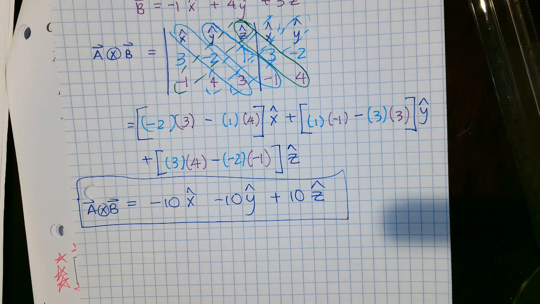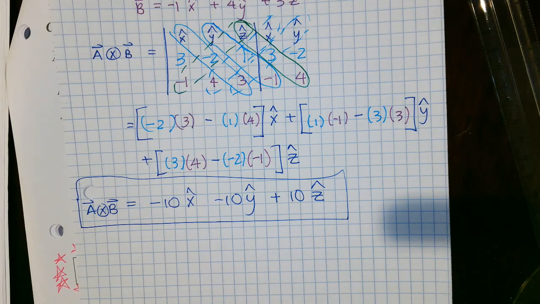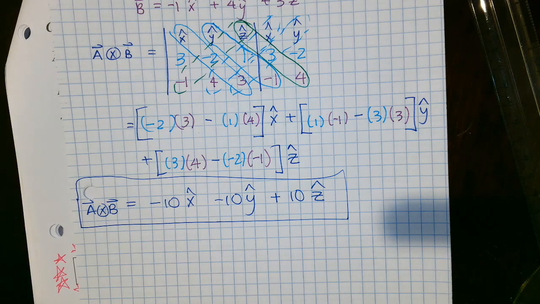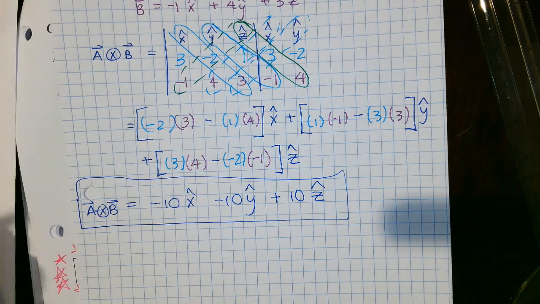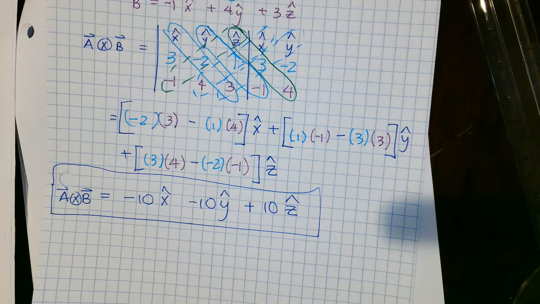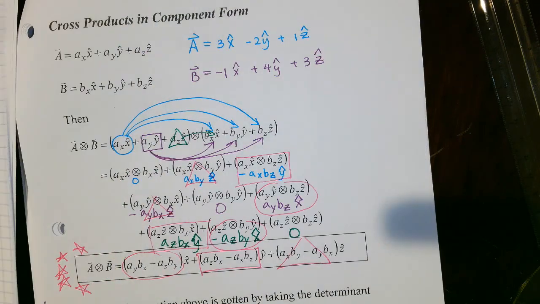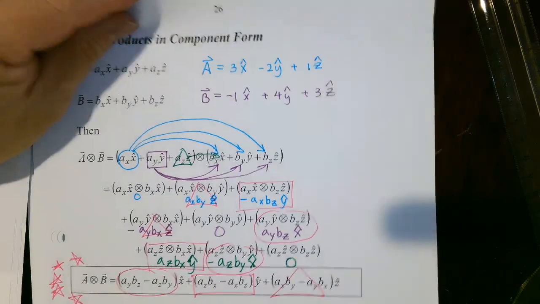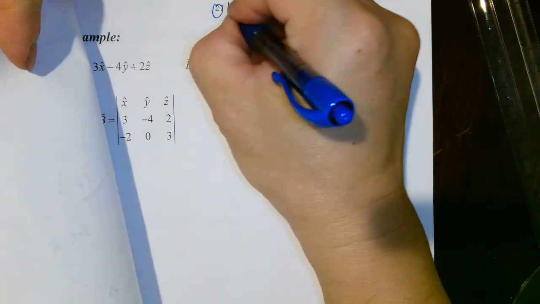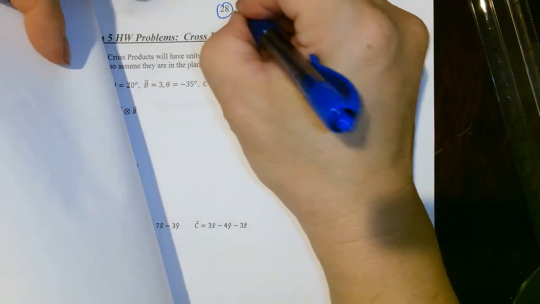All right. So that would be an example of what we did. All right. So this is your homework. This is your homework. Pages 27, 28, and 29.